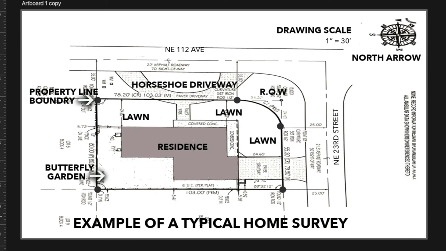But before you jump in and start designing your butterfly garden, you're going to need to identify where your windows and doors are so you have access or views to your butterfly garden, and also things such as hose bibs, AC units, and electrical outlets. You want to screen the AC units, but you want to allow access to the hose bib and electrical outlets so that you can use them when you need them.